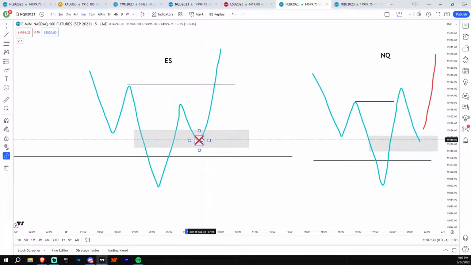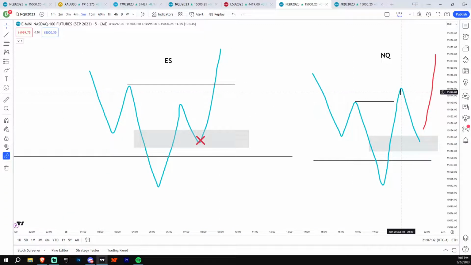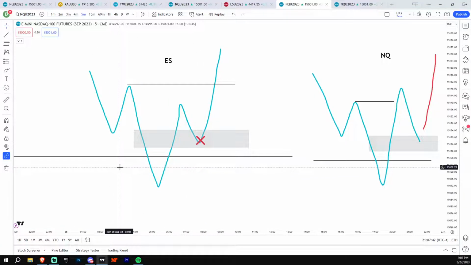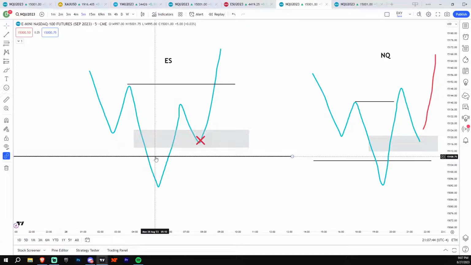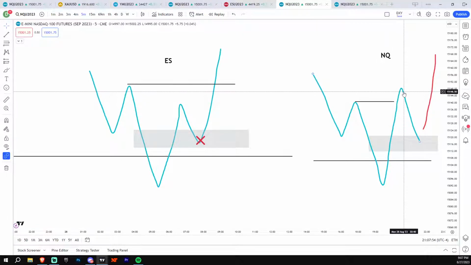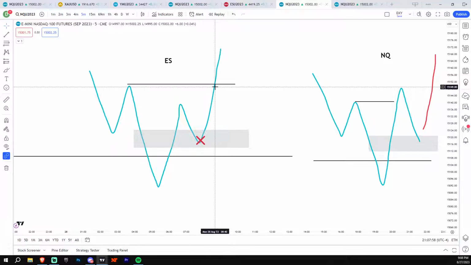I wouldn't long this because NQ took the high, so this is not going to always have a 100% win rate. But you have to understand, this is still going to have a decently high win rate if we took out a major sell side. But it's not going to have a 99% win rate, versus if NQ didn't take out this high, this would probably have a very, very high win rate.